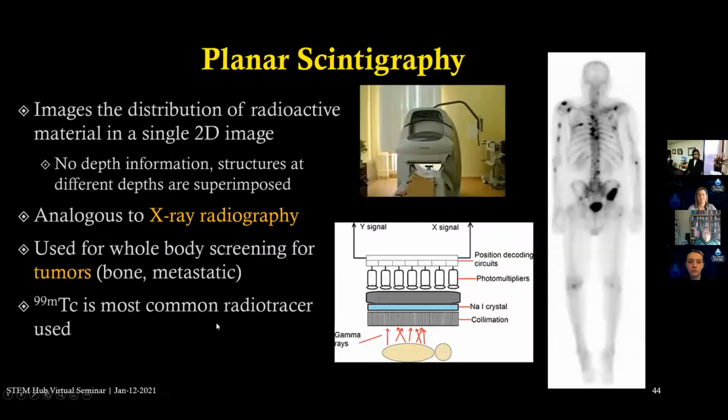And this is the most widely used for whole body screening, because it's very quick. You can see if there are any lesions or so for the patient.